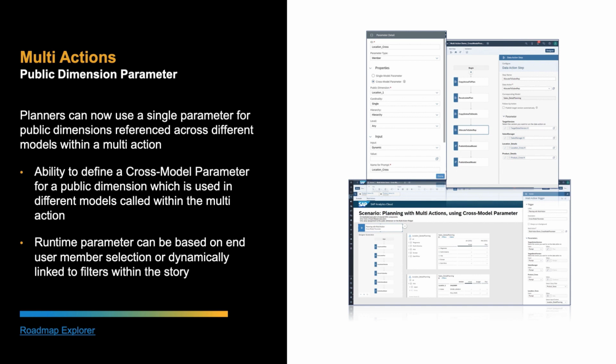Of course, as was the case previously, any parameter that's defined could be set to be manually selected by the user at runtime or dynamically linked to various filters within the story. So with that, let's jump over and see the public dimension parameter in action.